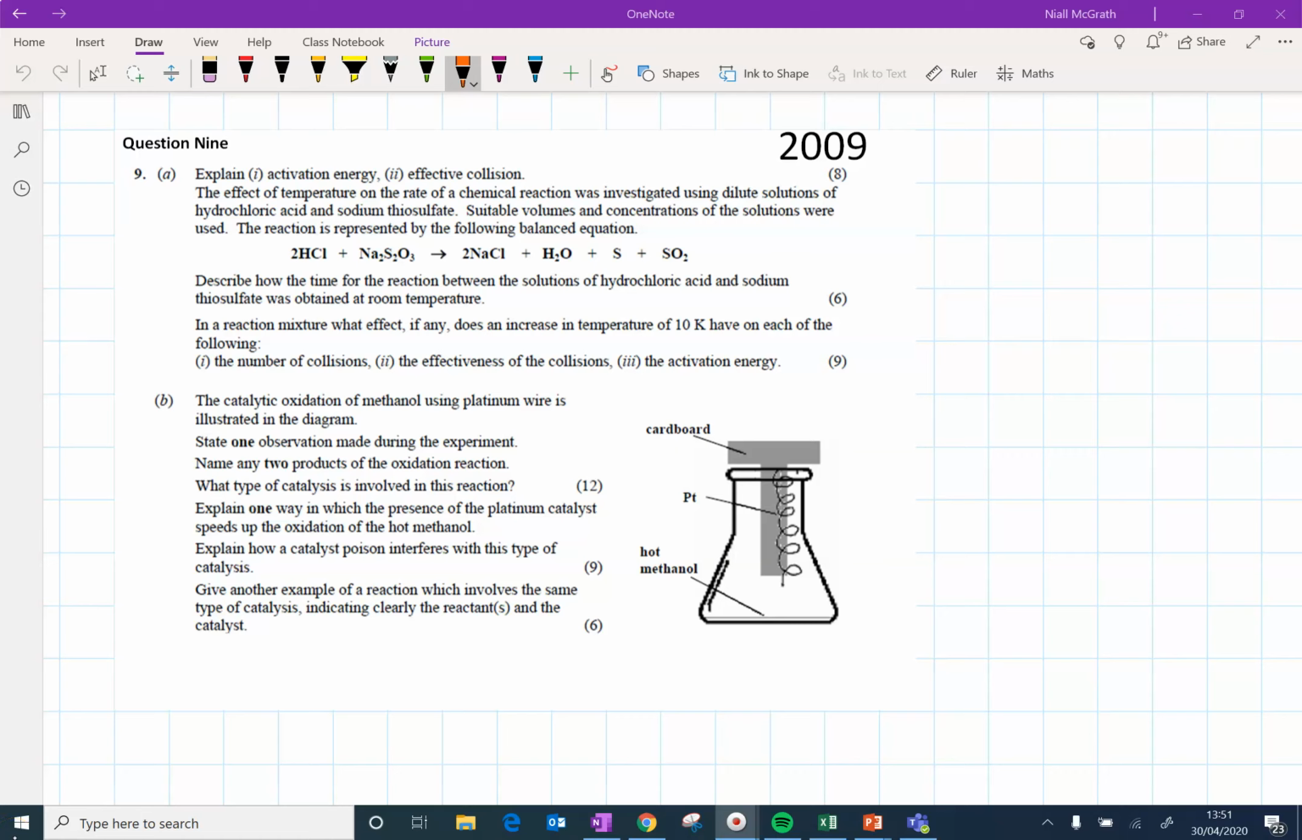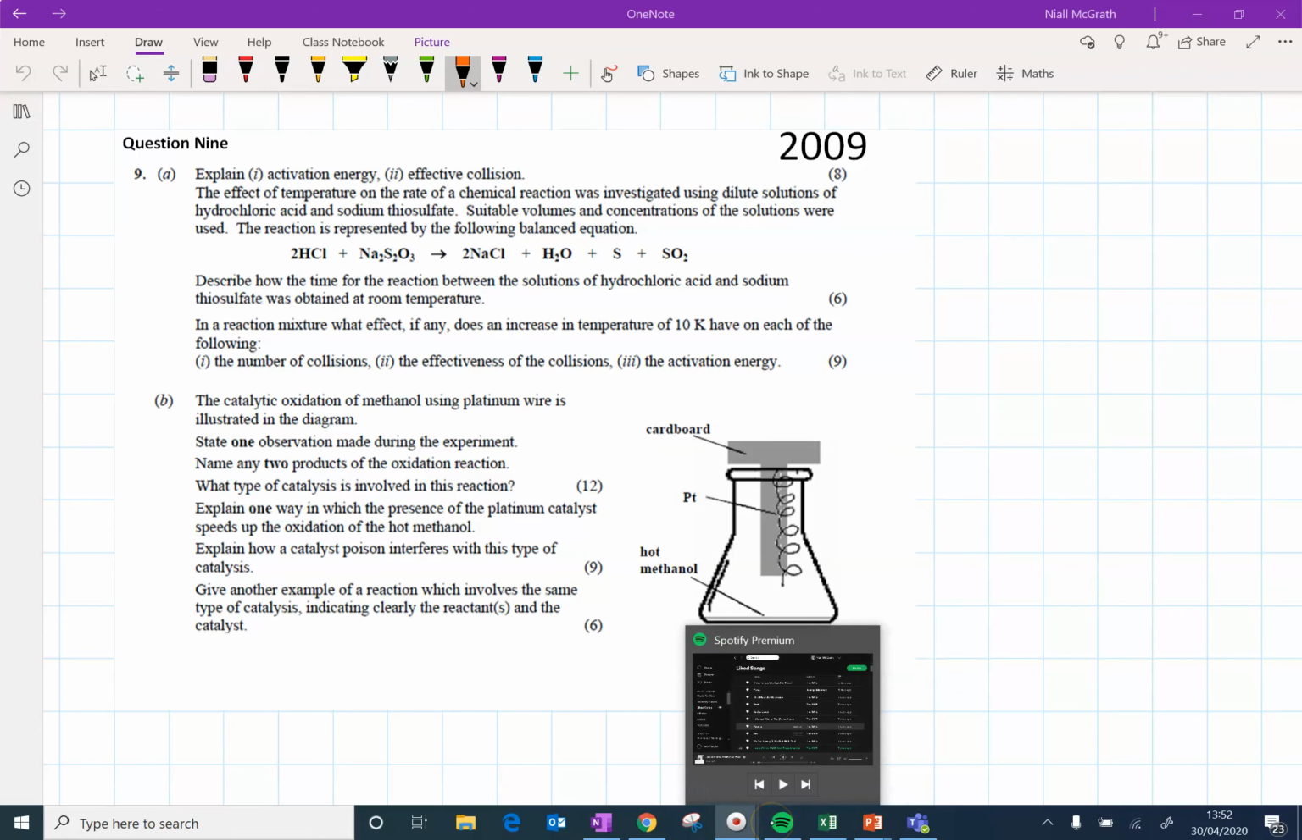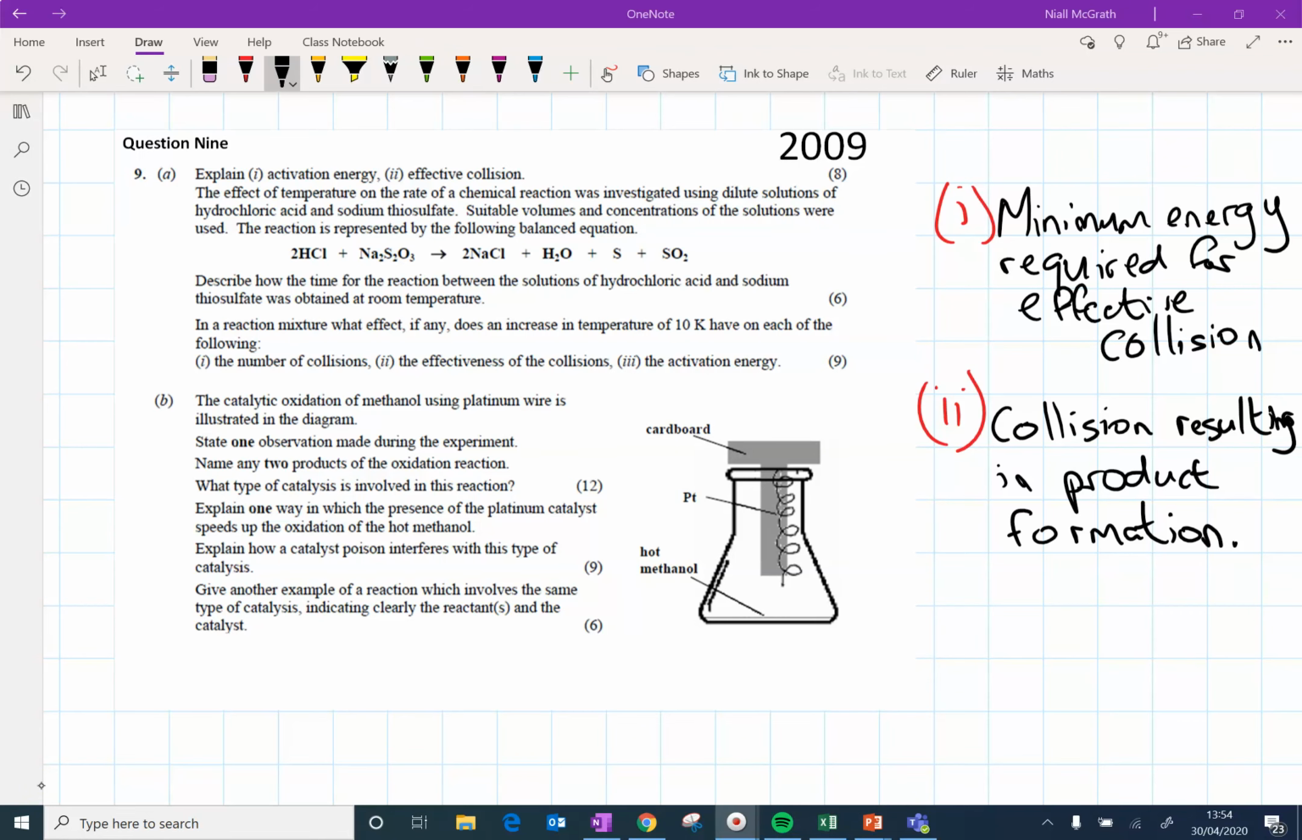Okay, this is 2009 question 9. I'm hoping to keep this quite short because it's just repetition of what we've already come across in previous questions. So, explain activation energy. The amount of energy required for an effective collision to take place, an effective collision being a collision where a product is actually formed, where two reactants collide off each other and a new product is formed. Make sure that you see all parts of this question.